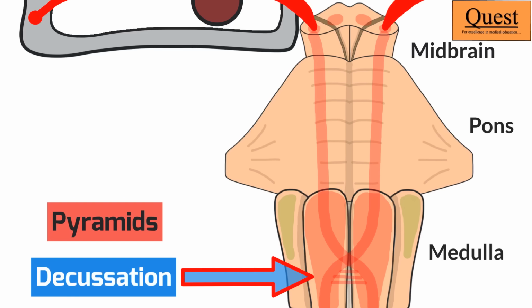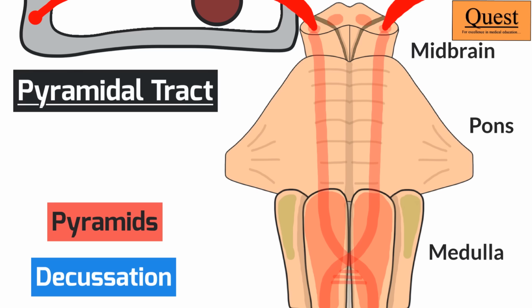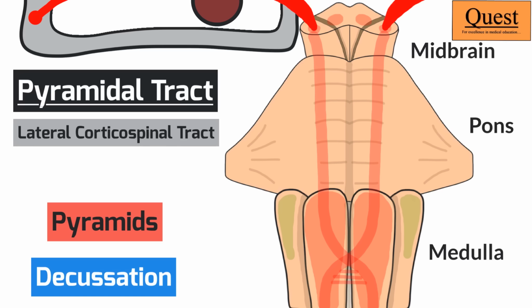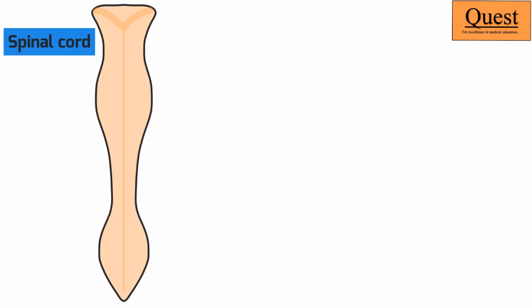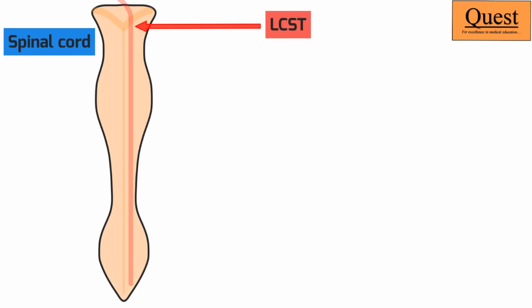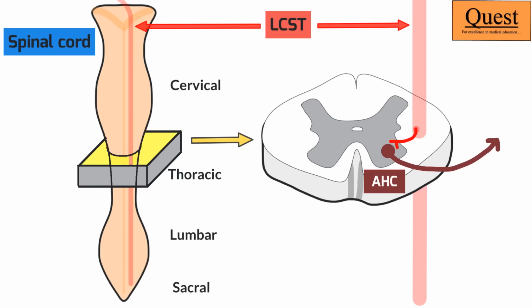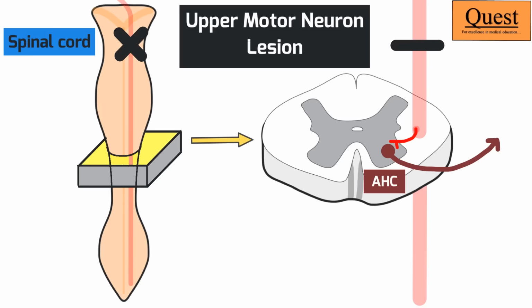From here, it gets the name of being called the pyramidal tract, and since after crossing it is going to enter the lateral column, it is also known as the lateral corticospinal tract. The lateral corticospinal tract or the pyramidal tract is further going to descend downwards on the opposite side from where it originated, and it is going to descend up to the cervical, thoracic, lumbar or sacral areas and give out its shoots to the respective anterior horn cells. Any damage to the pyramidal tract will lead to features of what is known as upper motor neuron lesion.